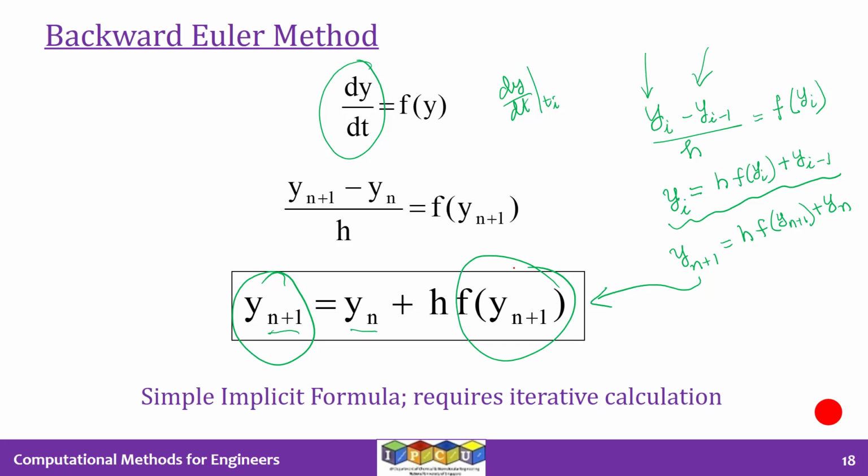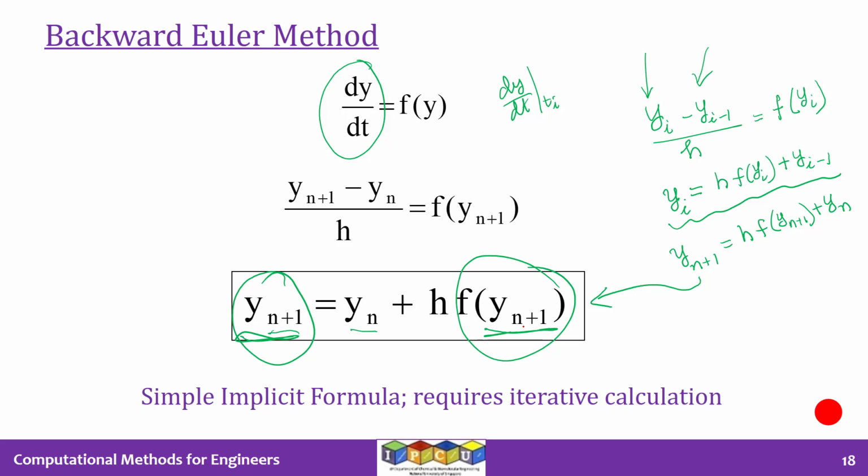Previously we saw the forward difference approximation gave us the forward Euler method, which was explicit. That means the right hand side was only a function of yn. The left hand side was yn plus 1, therefore it was easy to compute. But in this particular case, yn plus 1, the unknown, appears on both sides of the equation. So this is a first case where even for the simple Euler method, because we have chosen the backward Euler method, we have to resort to iterative calculations.